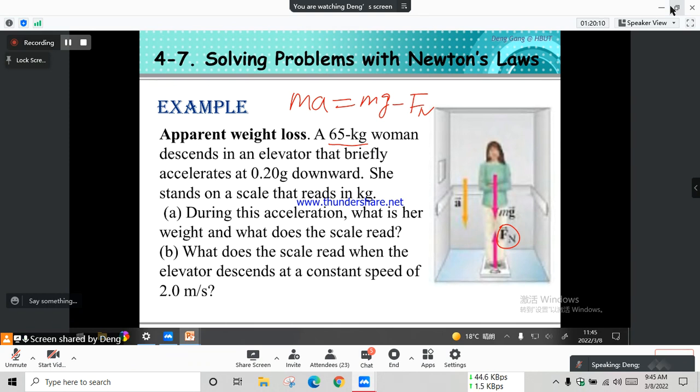And the read of the scale should be equal to Fn, because according to Newton's third law, the force applied on this scale should be equal to the Fn. So if you want to calculate, Fn should be equal to mg minus ma.